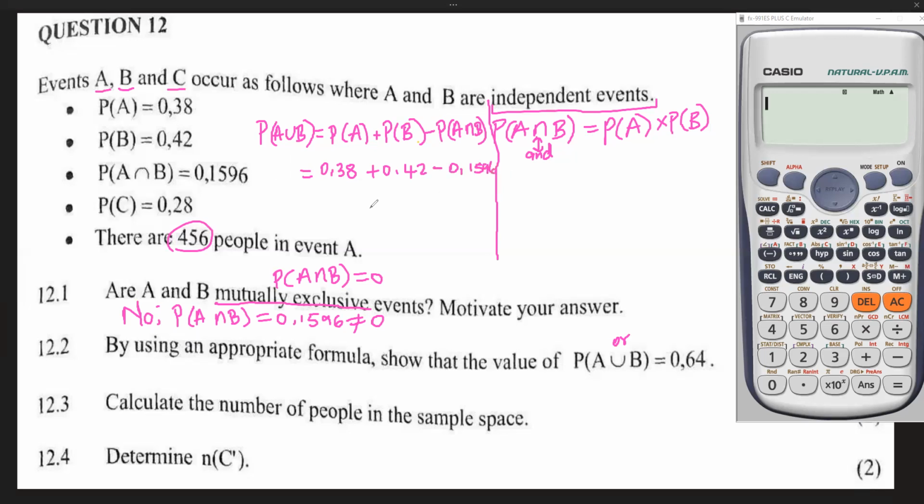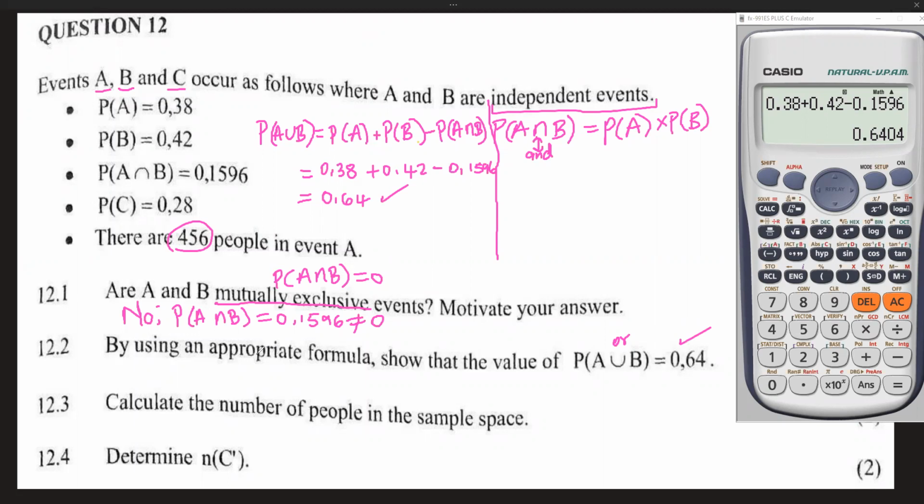0.1596. Awesome. And then let's see what answer we're going to get on a calculator. So we have 0.38 plus 0.42 minus 0.1596, which gives me, to 2 decimal places, 0.64, which is proven. Do you see it? Awesome.